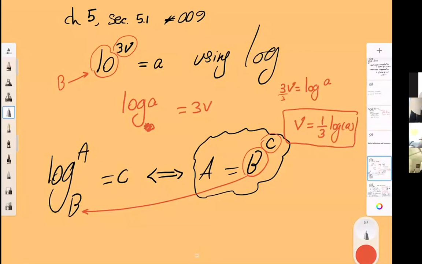All right. Please stop me. Yes. Why is it 1/3 instead of just 3 log? Okay. So are you with me here? With 3v, 3 multiplied by v equal to log of a. I divided by 3. Oh, v equal to. Okay.